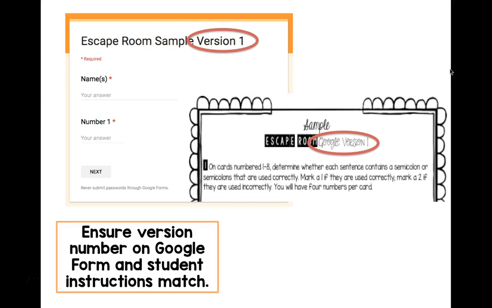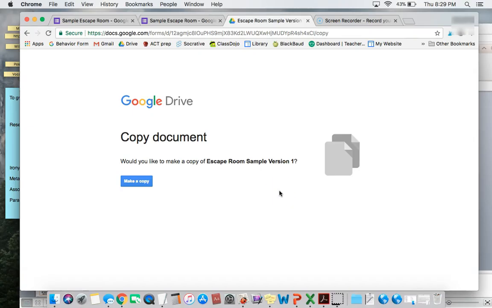The next part of the presentation will address Google Forms. I'll show you how to make a copy of the Google Form and share it with students in a minute. Before you make a copy of the Google Form and share it with your students, determine which version you're going to use and make sure that the student instructions and the Google Form version number match, as shown on the screen. To make a copy of the Google Form, click on the link in your teacher instructions.